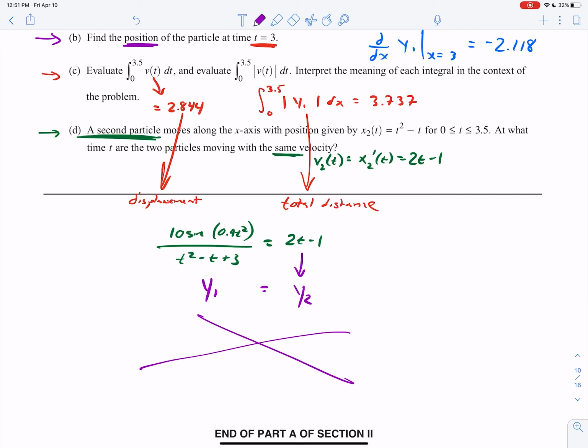See where they graph, okay? Go to second, trace 5, enter, and guess, okay? You should get about 1.571, which is pretty much the time where the two particles will share the same velocity there, okay? So remember, same velocity just means that the velocities are equal. That's it.